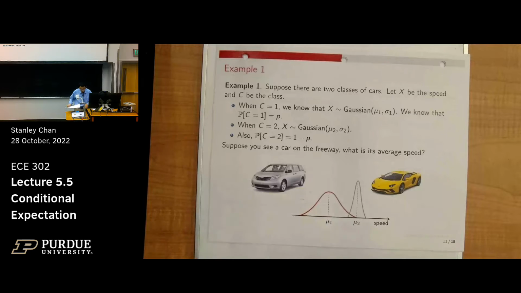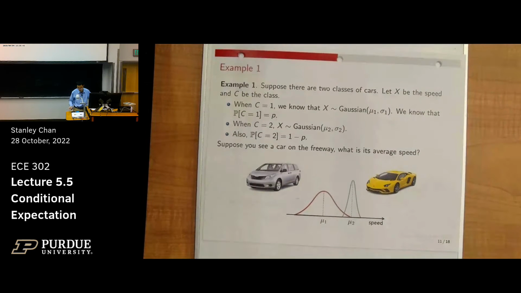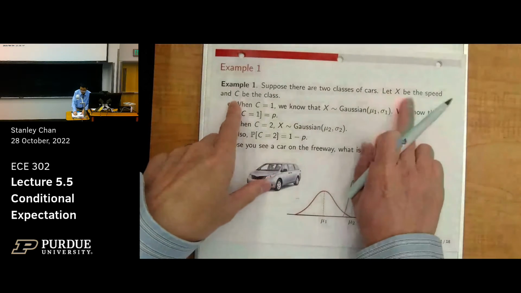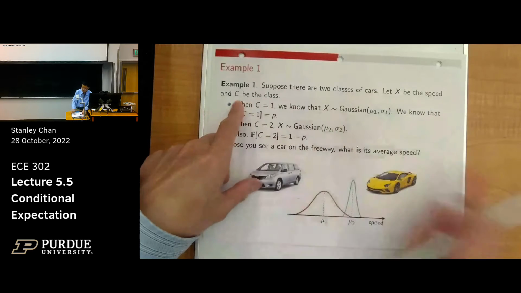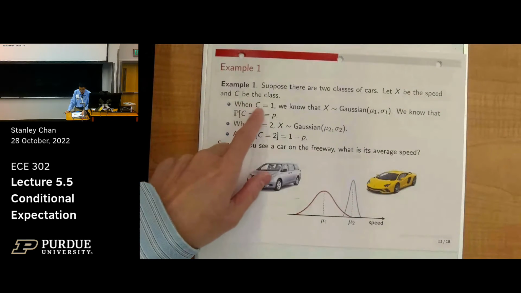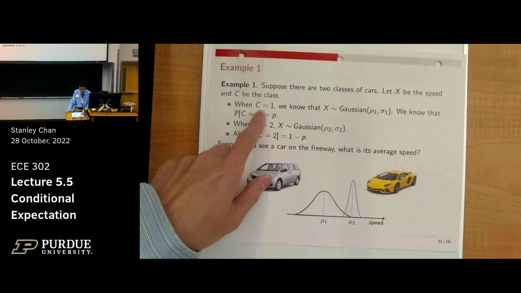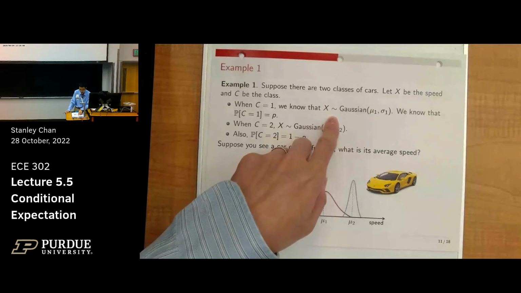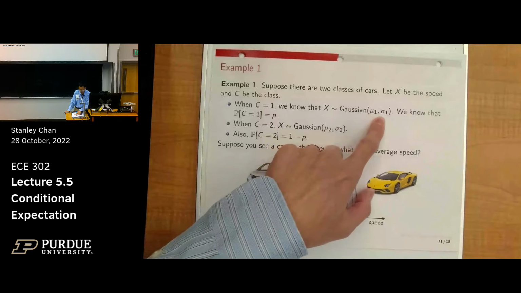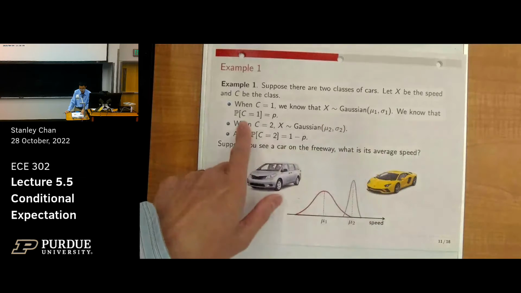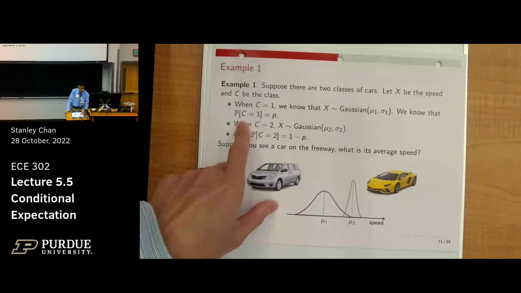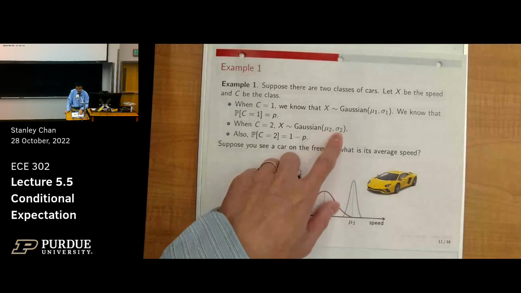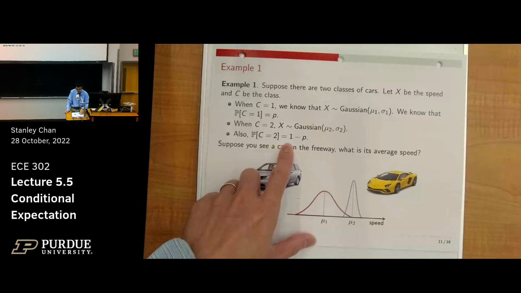So here's the first example. Suppose that there are two classes of cars. x will be the speed and c is the class. In this example, I assume that if class c is 1, then the random variable x will be a Gaussian with a certain mean mu1 and variance sigma1. The probability of the class being class 1 is p. Now, if you're class 2, you have another Gaussian. The probability of getting the other class will be 1 minus p.